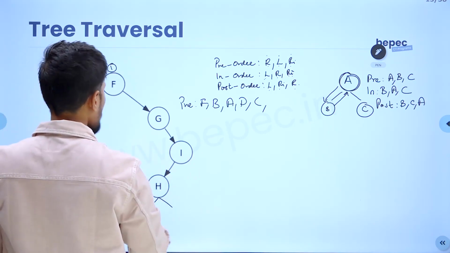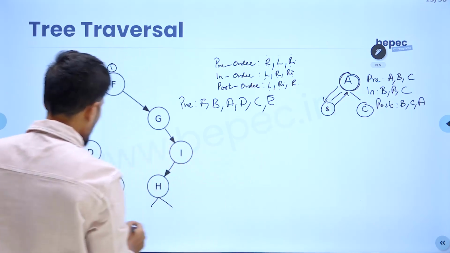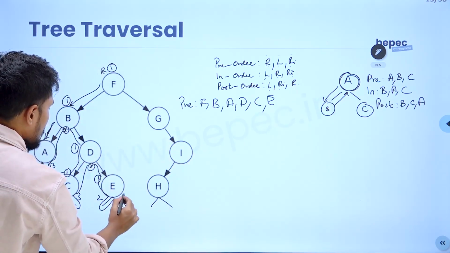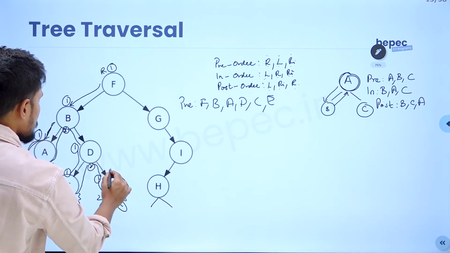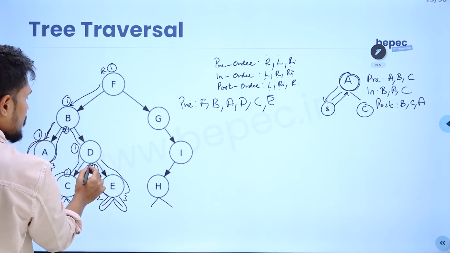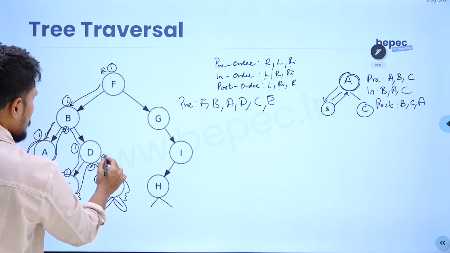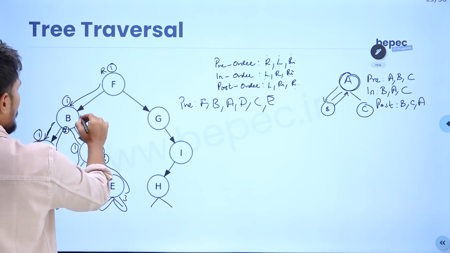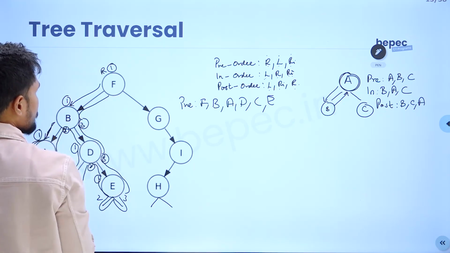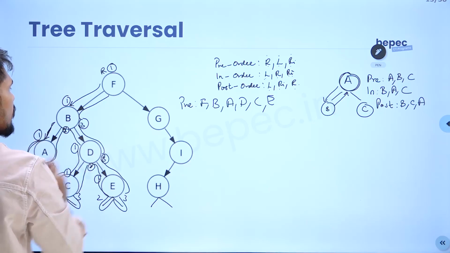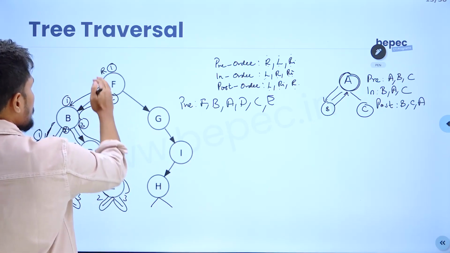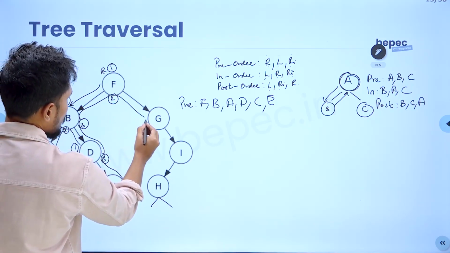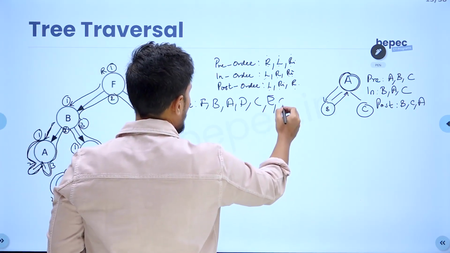So from C it goes to E, and from E it hits E for the second time and the third time, and again it hits D. D was already hit a second time, and now it is hit for the third time. Then it hits B for the third time, and again it hits F for the second time. We already hit F the first time, and now we hit it for the second time. And from F, we hit G for the first time.